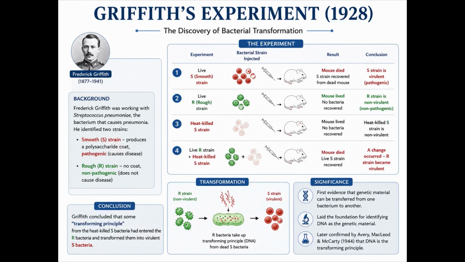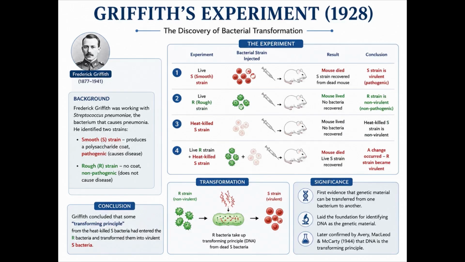S strain, as the name suggests, is a smooth strain that produces a polysaccharide coat, which is pathogenic, that is virulent, and R strain has no coat, is non-pathogenic, and does not cause disease.